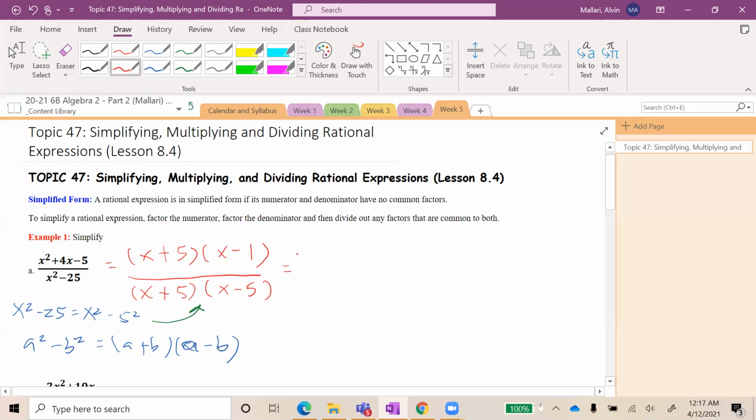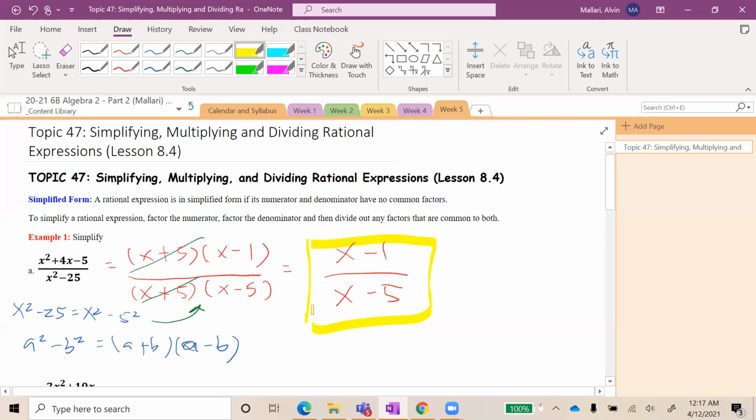See how we can divide out the factor x plus 5. So x plus 5 divided by x plus 5 is going to be equal to 1. So the outcome here would then be x minus 1 all over x minus 5. So this is our final answer.